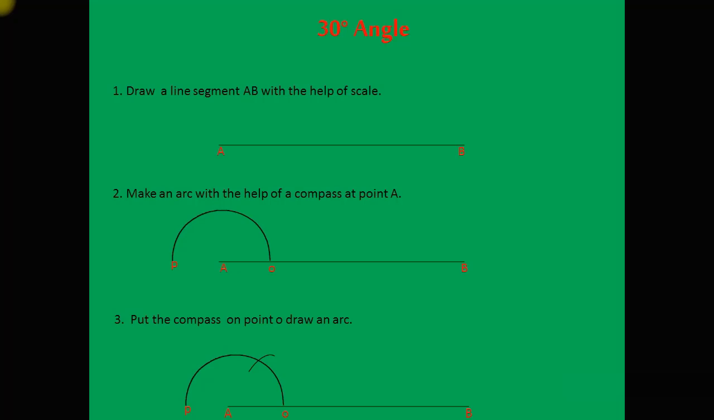First of all construct an angle of 90 degree and then bisect that 90 degree angle for the 45 degree angle. And this is the end of this segment.